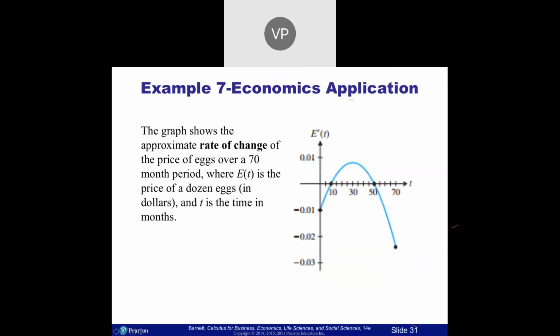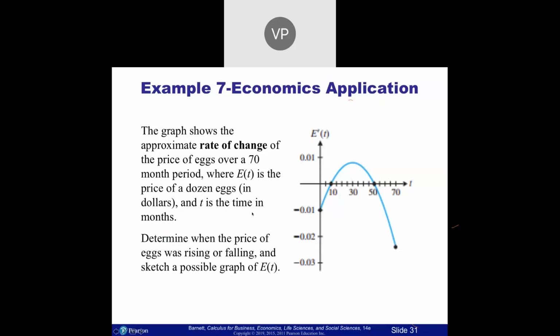Okay, last couple ones here. We're going to talk about economics. Again, something to fit our course here. We have a rate of change of the price of eggs over a 70-month period, and E is the function, t is the time, and we want to know where the price of eggs is rising or falling, and sketch the possible graph of E(t). Okay, so they kind of already gave us this right here.